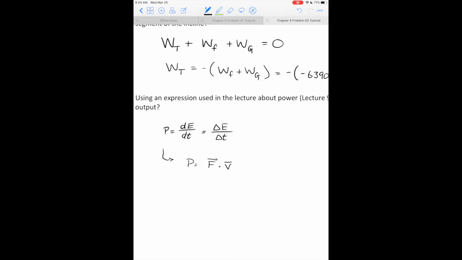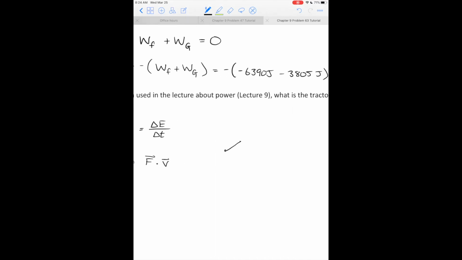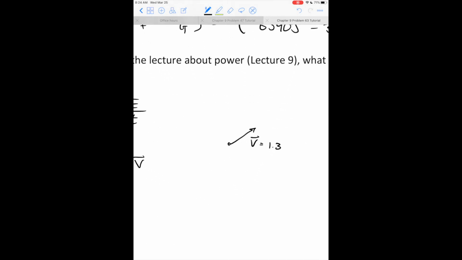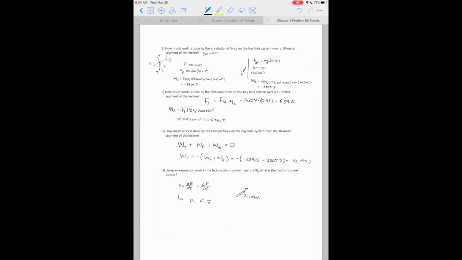So if I think about this, I have a velocity upward here of 1.39 meters per second. And then I need to know what is the force that I'm pulling on this thing with, right? What is the tension force? And again, I could go back through and actually solve it using my free body diagram. I don't recommend that. We have the work done by tension.